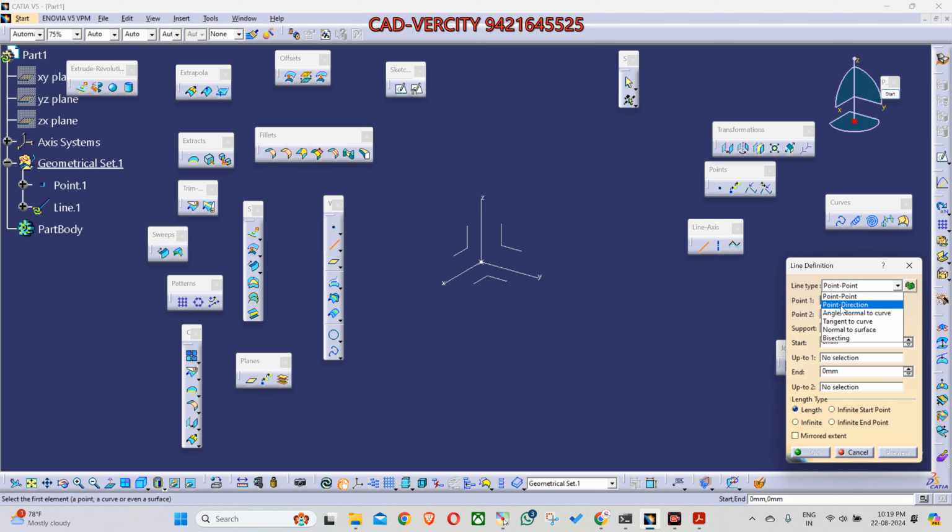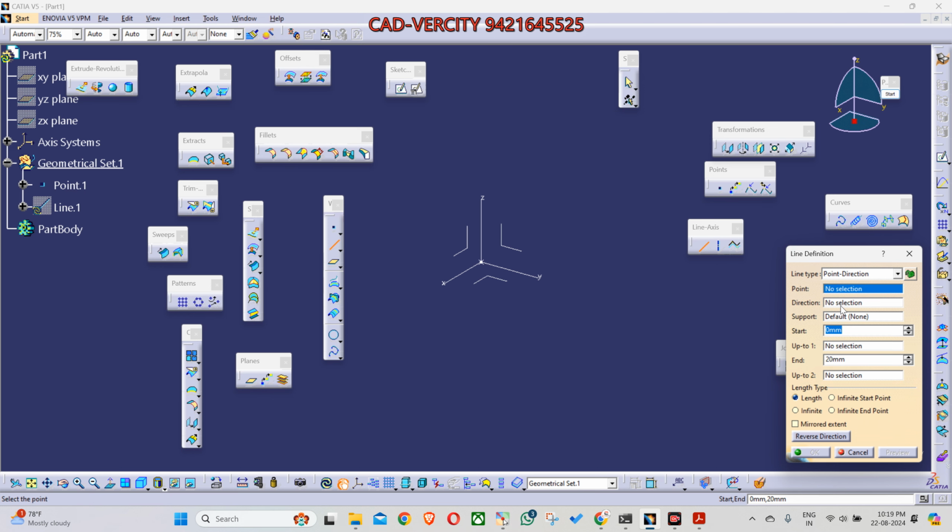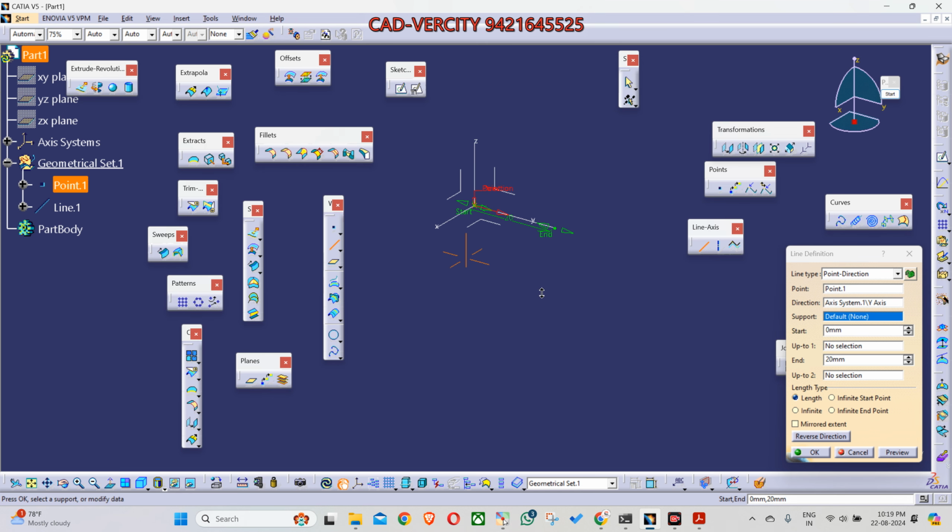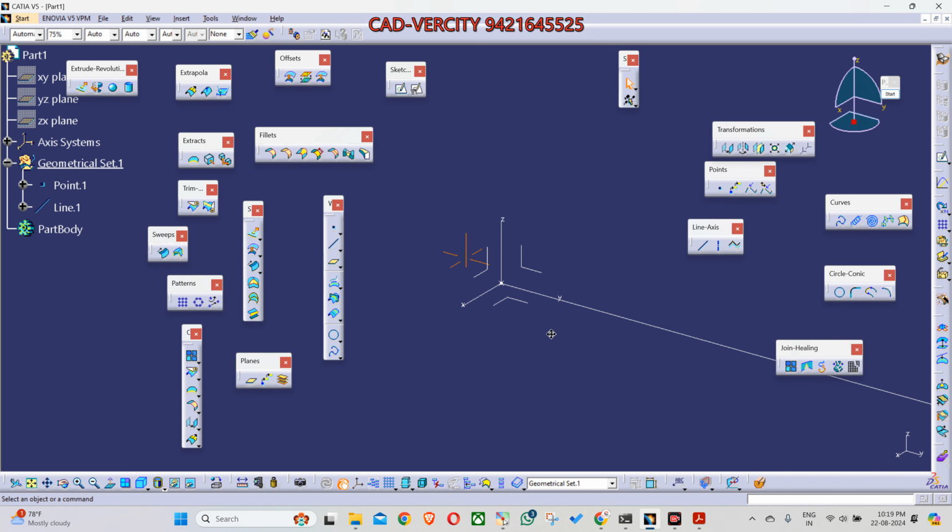The second option is point and direction, what we discussed right now. Point is the input, this origin. Direction, what was my direction? XYZ, Y, this one. What was the dimension? 150 mm. In this, instead of 20, I will put 150. Enter. Zoom out a little bit. Got it? The line. Yes, sir.